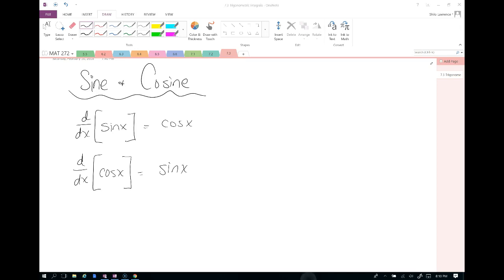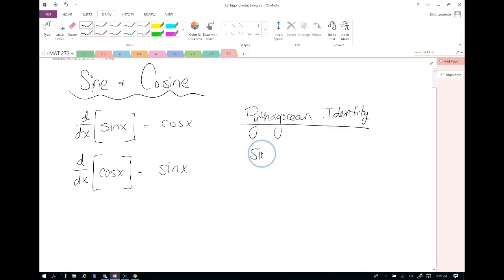One other really important formula that we're going to need in order to do these problems is the Pythagorean identity that relates sine and cosine, which is sine squared plus cosine squared equals 1. We are going to use this formula to hopefully replace sines with cosines or to replace cosines with sines, and we will see that as we look at some problems.